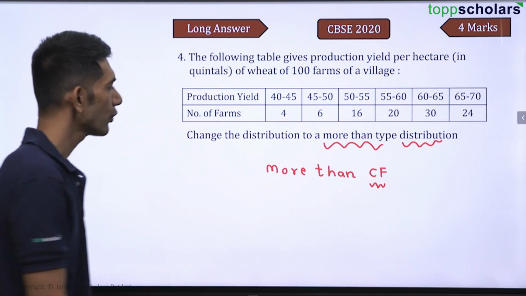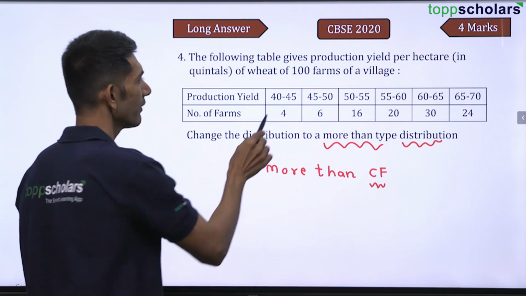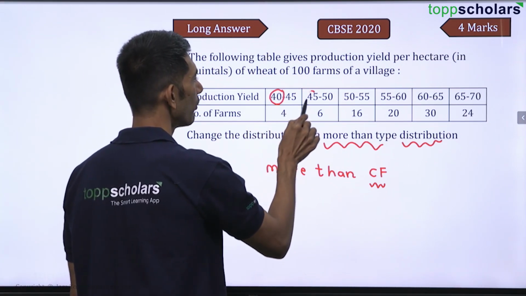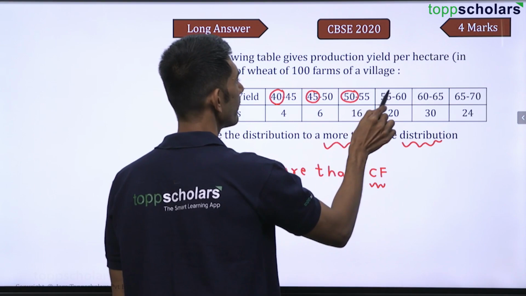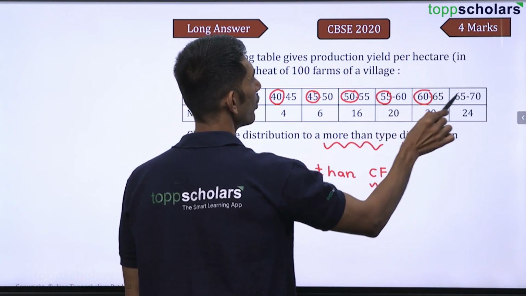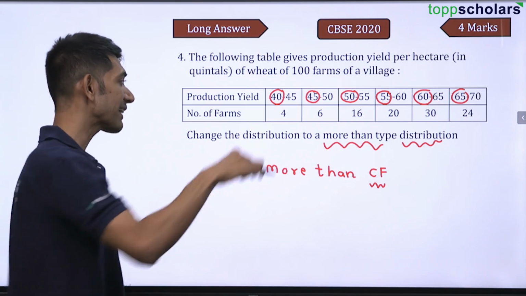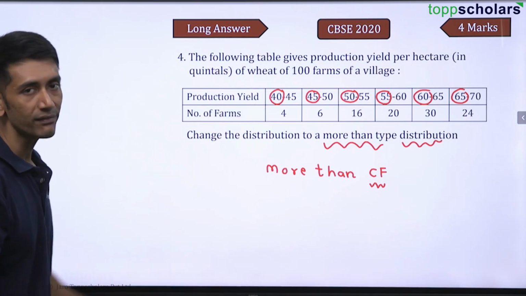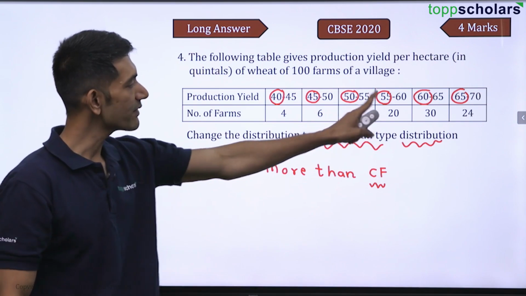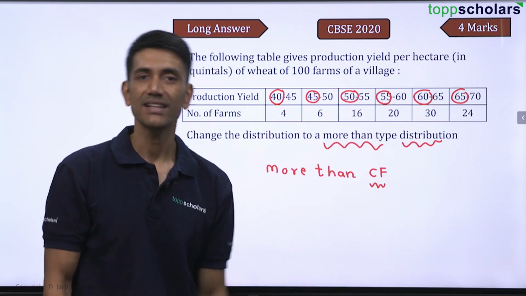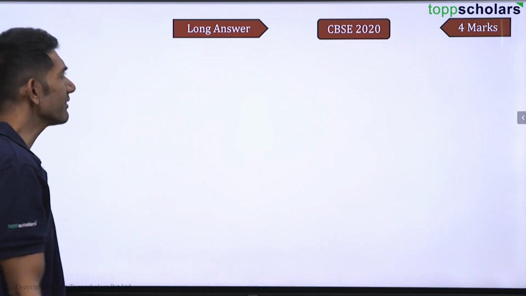Correct? So whenever we write down more than, we will say more than 40, more than 45, more than 50, more than 55, more than 60, more than 65. If they say less than, in that case we take the upper limit. Less than 45, less than 50, less than 55, less than 60, less than 65, less than 70. Okay, this is very simple and straightforward.